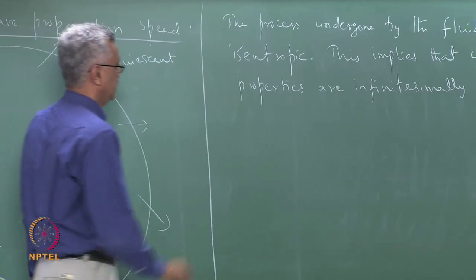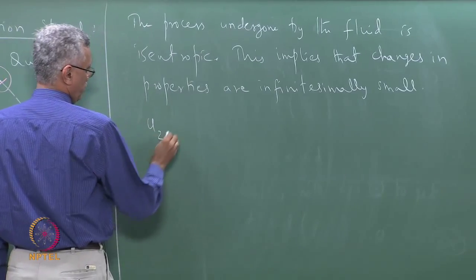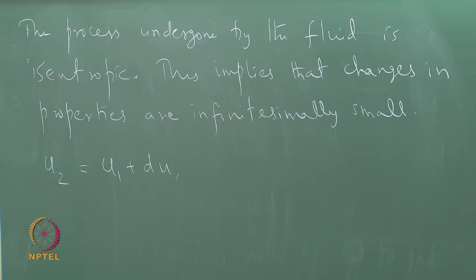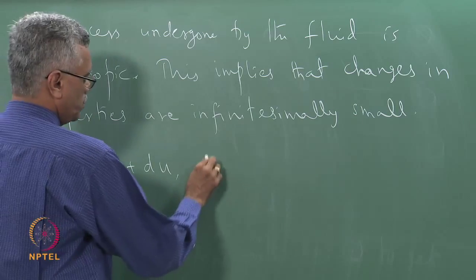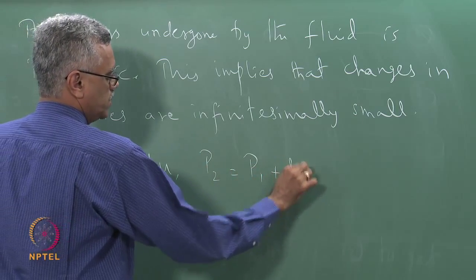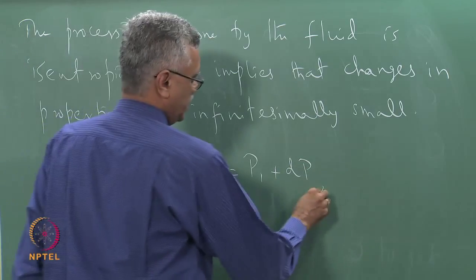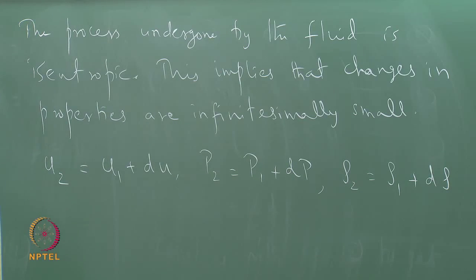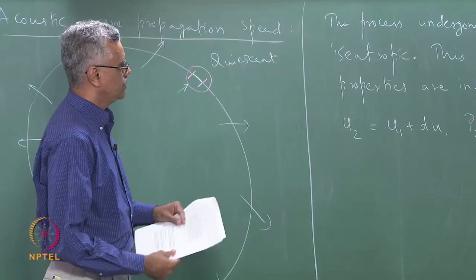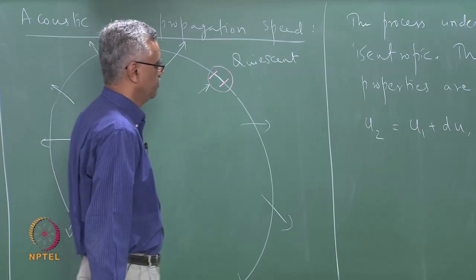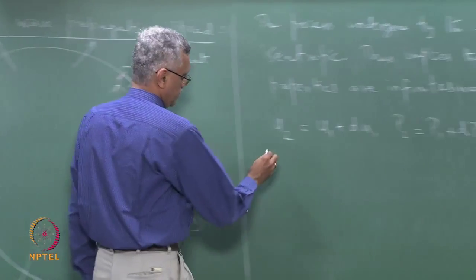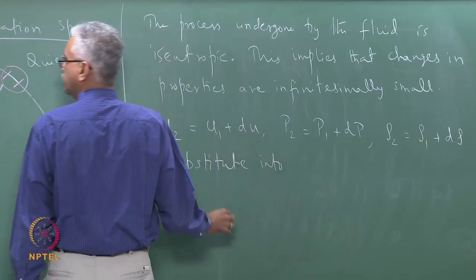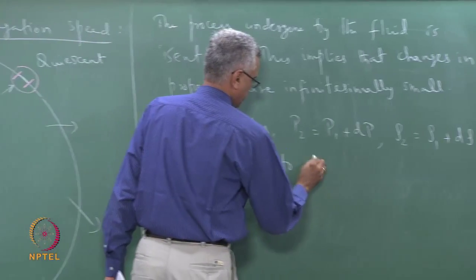So, what we do is we write the changes in the properties like this. So, we write u2 is nothing but u1 plus du, right, where du is a very small quantity, and we write p2 equal to p1 plus dp, and we write rho 2 equal to rho 1 plus d rho, and so on. And we substitute this into the previous equations. So, substitute into equations 5 and 6.